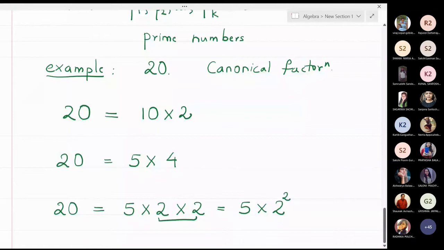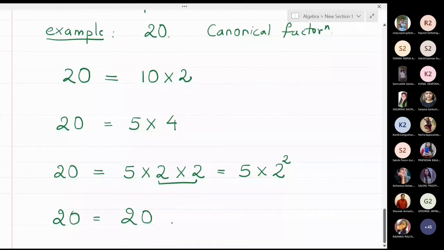Now these are the possible factorizations of 20. I can even write 20 as 20 multiplied by 1. Even this is one of the factorizations of 20. Now out of these factorizations, which is the canonical factorization? You have to look at the factors. Here I know that 2 is a prime number, but 10 is not a prime number, because in canonical factorization the numbers you use must be only prime numbers. Composite numbers are not allowed. In the second factorization, 5 is a prime number, but 4 is not, because 4 can be factorized as 2 into 2.